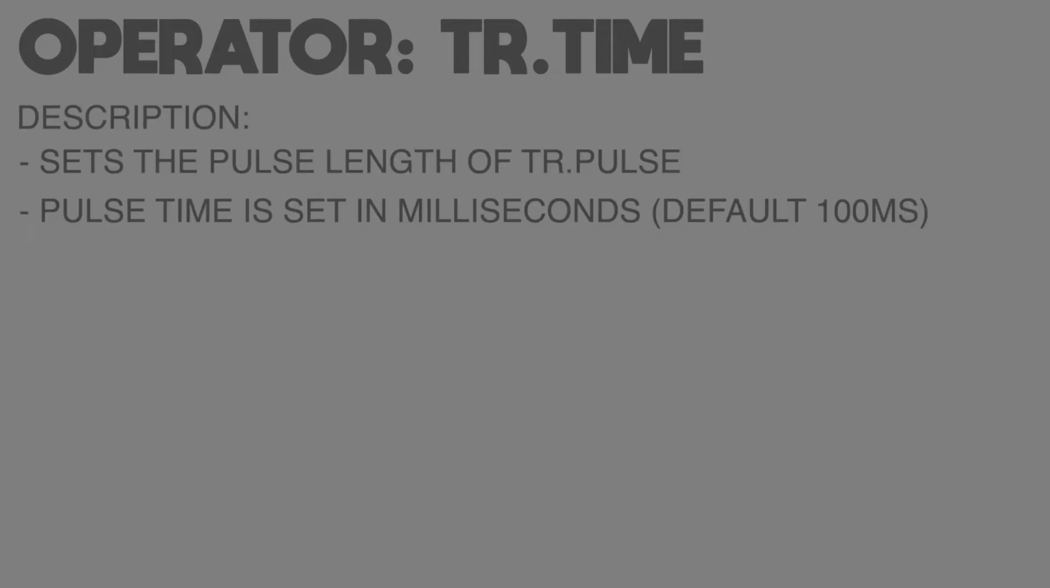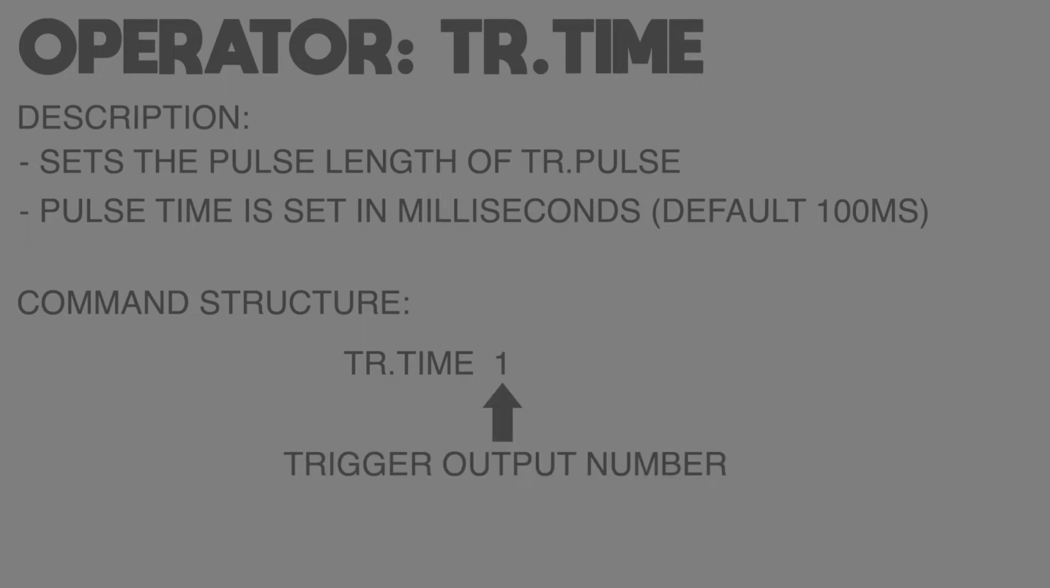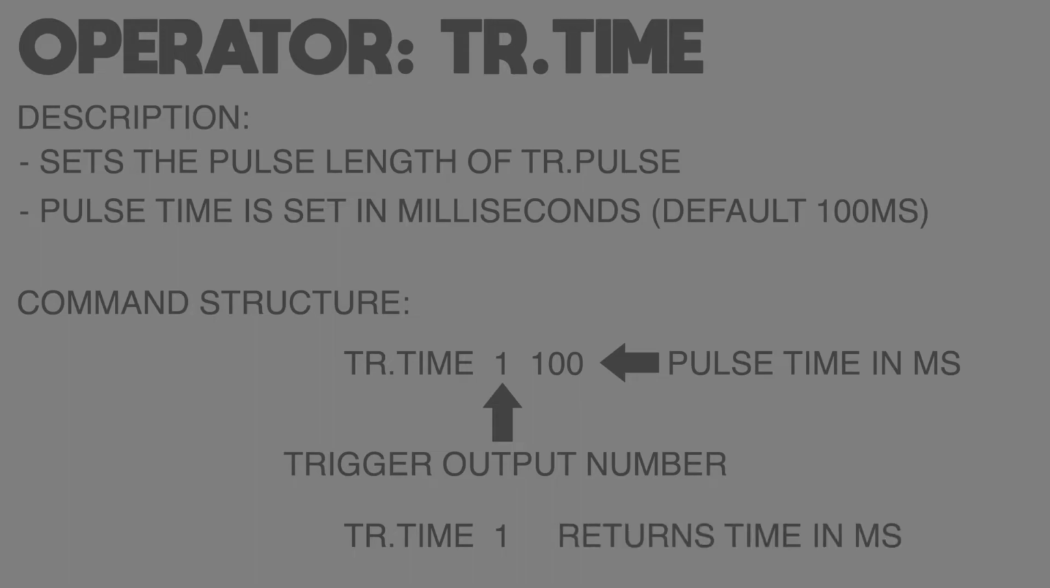The last of the trigger operators I want to take a look at is TR.TIME. TR.TIME works together with TR.PULSE and sets the length of the trigger pulses in milliseconds. The default length is 100 milliseconds. The command structure for this operator requires that you specify two values, the first of which is the target output, and the second is a value for the pulse length, and this is written in milliseconds. You can also ask Teletype to tell you the length of a pulse on a specified output by using TR.TIME followed by the number of the output.